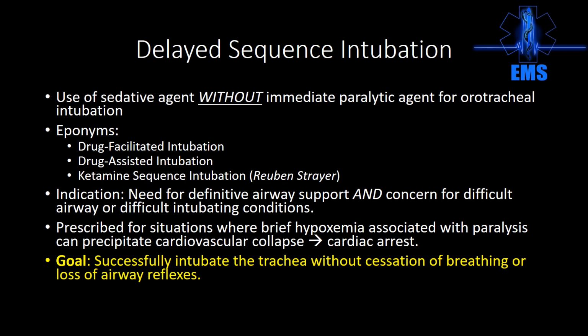Okay, delayed sequence intubation. This is the use of a sedative without an immediate paralytic agent for oral tracheal intubation. Notice it's immediate. We talked about RSI, and that was bang, bang: sedative followed by paralytic followed by tube. This is sedative followed by something else. And that may be another procedure, or that may be a look, like a video laryngoscopy look to see if we can see cords. This is part of the difficult airway algorithm to see how much trouble we're going to get in. Once we've located the cords, then we can push the paralytic, paralyze the patient so the cords approximate, and we can pass the tube.